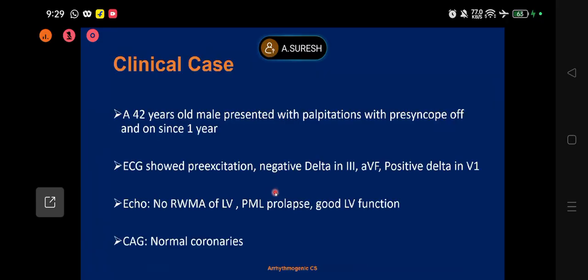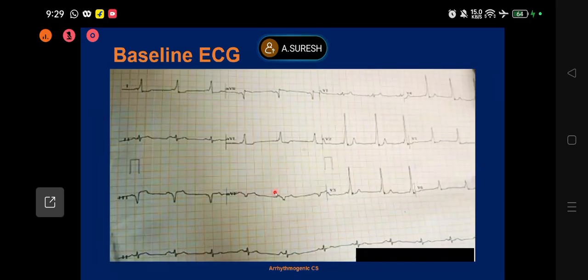Another patient, 42 years old male, presented with palpitation and pre-syncope on and off since 1 year. ECG showed pre-excitation, negative delta wave in aVF, and positive delta wave in V1. Echo showed normal LV function. He had a PML prolapse and normal coronaries. This was the ECG. When you see such an ECG, you think of a left-sided accessory pathway and most likely left postseptal.